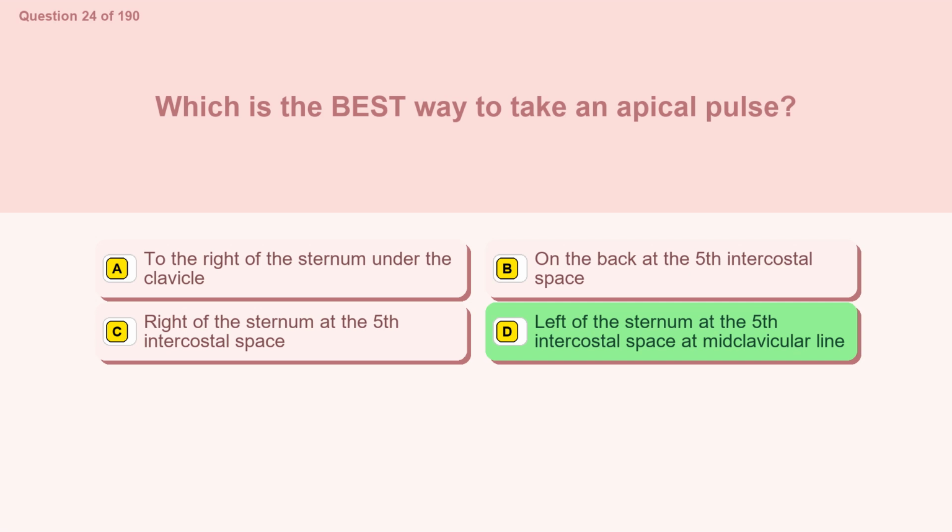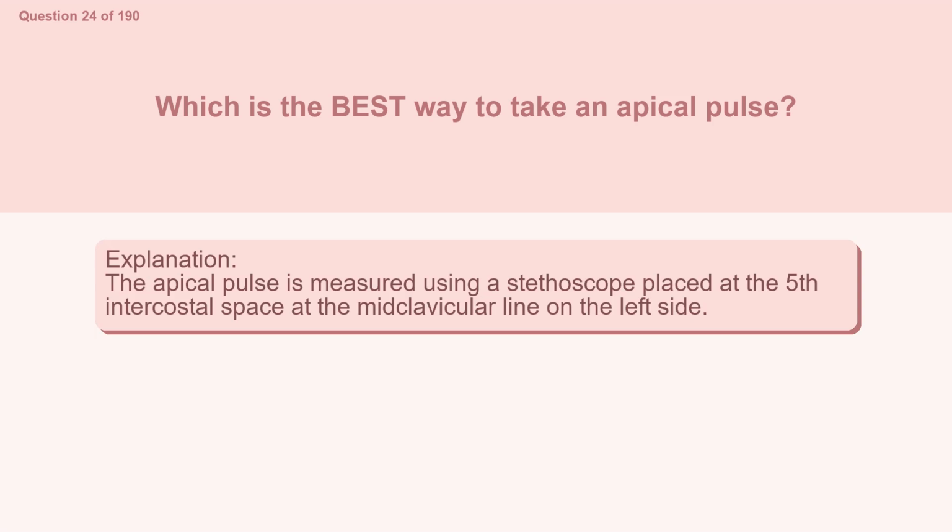The correct answer is option D, left of the sternum at the 5th intercostal space at midclavicular line. The apical pulse is measured using a stethoscope placed at the 5th intercostal space at the midclavicular line on the left side.